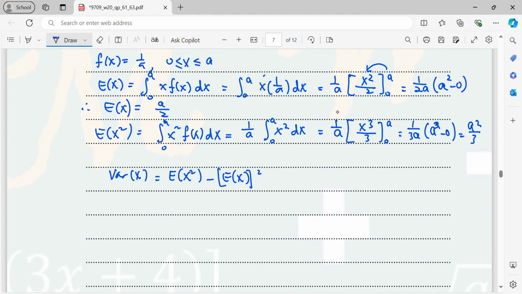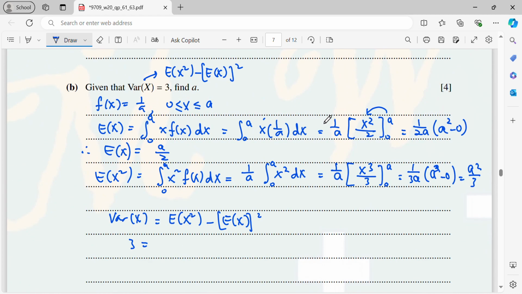I will write 3 equals to a cube over 3 minus a over 2. Okay, sorry, I made a mistake. This is a cube over a, okay, a squared over 3, not a cube. This is a squared.